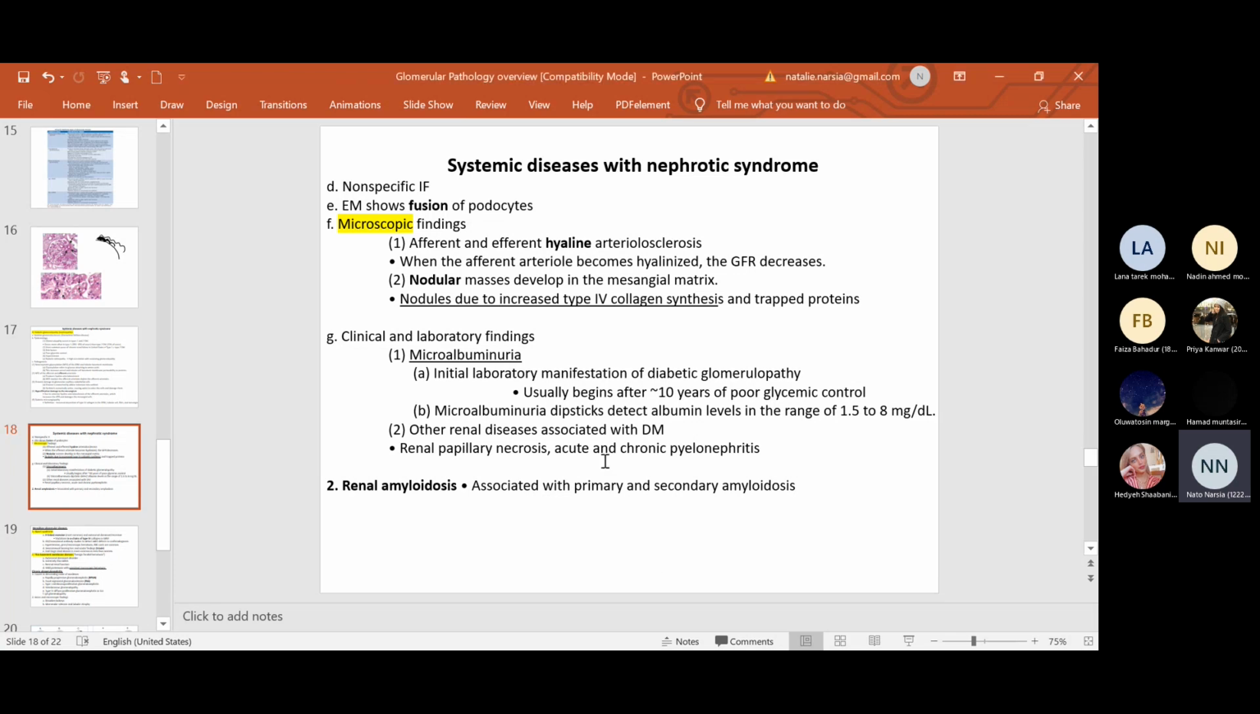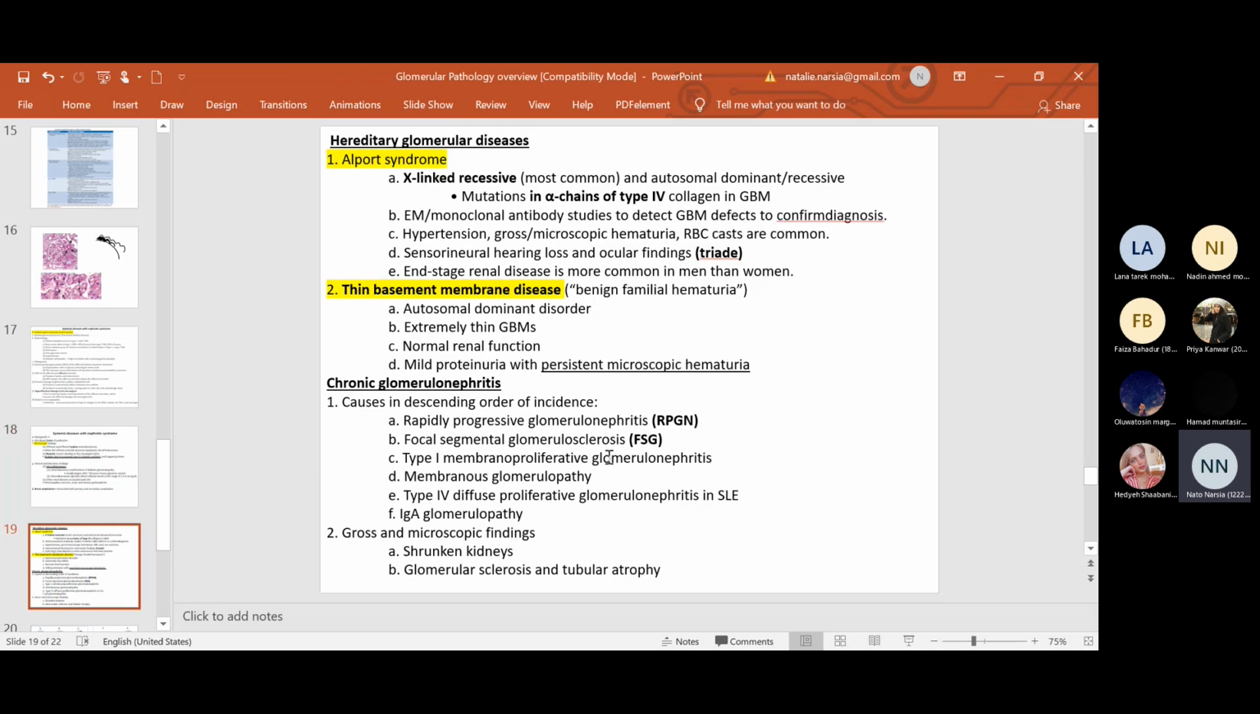That was systemic nephropathy. And the hereditary glomerular disease is Alport syndrome, guys. You remember we discussed it in nephritic syndrome, because it is damage of the basement membrane, because you have a collagen 4 mutation, particularly in the alpha chain. How are you going to make this diagnosis? Sensorineural hearing loss, ocular findings, and kidney damage. End-stage renal disease is more common.